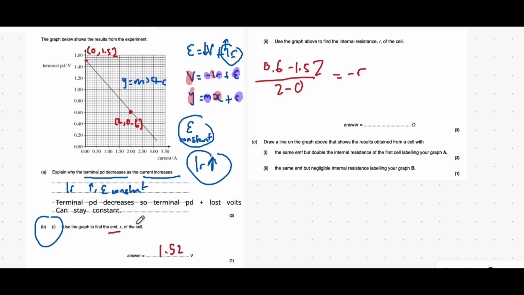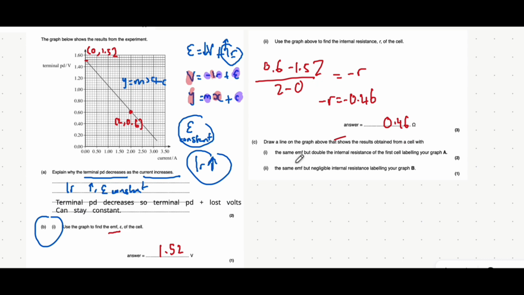I'm just going to quickly type that in my calculator. So we have 0.6 minus 1.52 all over 2, which equals minus 0.46. So minus R equals minus 0.46, meaning the internal resistance itself would actually just be 0.46 ohms.